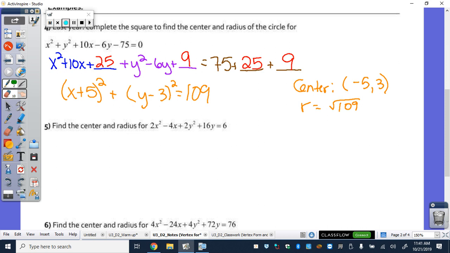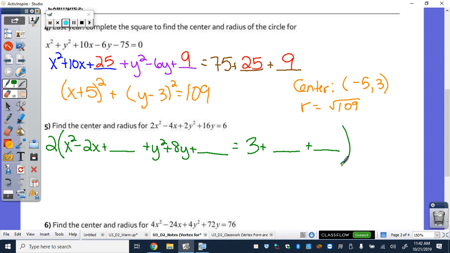Number 5 is kind of like our last one that we did with our parabolas. We've got a 2x squared and we've got a 2y squared. We can't do completing the square with those being 2's. So we're going to GCF out a 2 first. So that gives me x squared minus 2x plus your space. Just putting all my x's together. And then plus y squared plus 8y plus a space. And that's even going to happen with the 6. So the 6 becomes a 3 because I have to factor a 2 out of it.